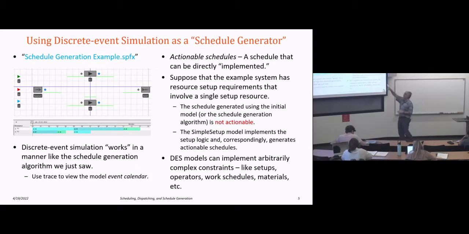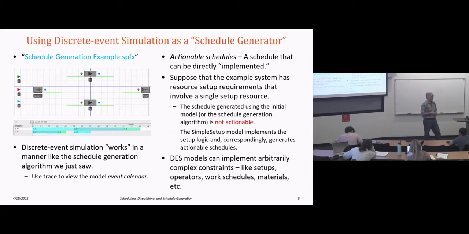In the class, when I demonstrated this, I showed this specific example and we looked at the trace. By looking at the trace, you can see all of this stuff happening. You can see tasks being allocated. And the key here, one of the reasons we want to use schedule generation or simulation-based scheduling in particular, is that it produces what are called actionable schedules. So it implements the detailed operations.